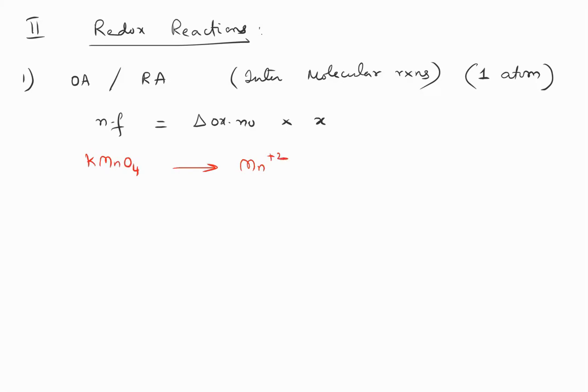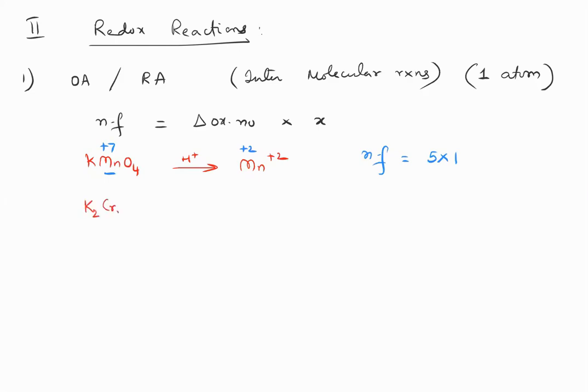So when you take KMnO4 in acidic medium, it changes from +7 to +2. So your N factor becomes 7 minus 2, 5 into atomicity of manganese, which is 1. Whichever atom is changing, only its atomicity counts.